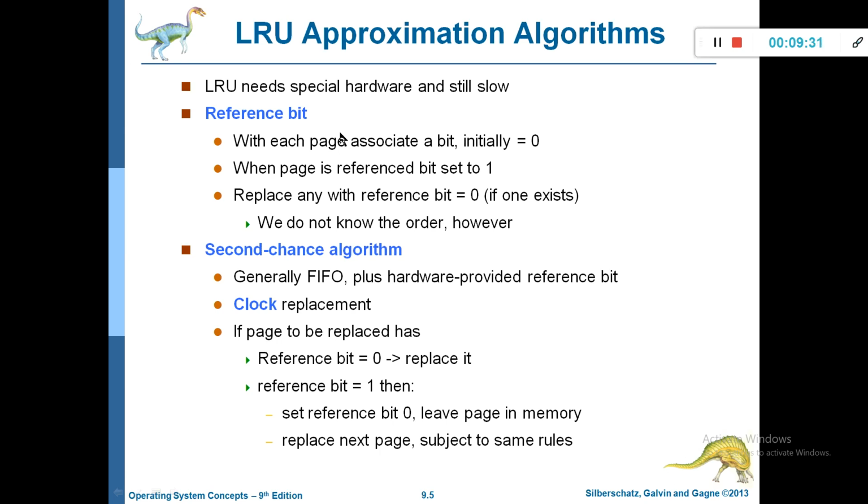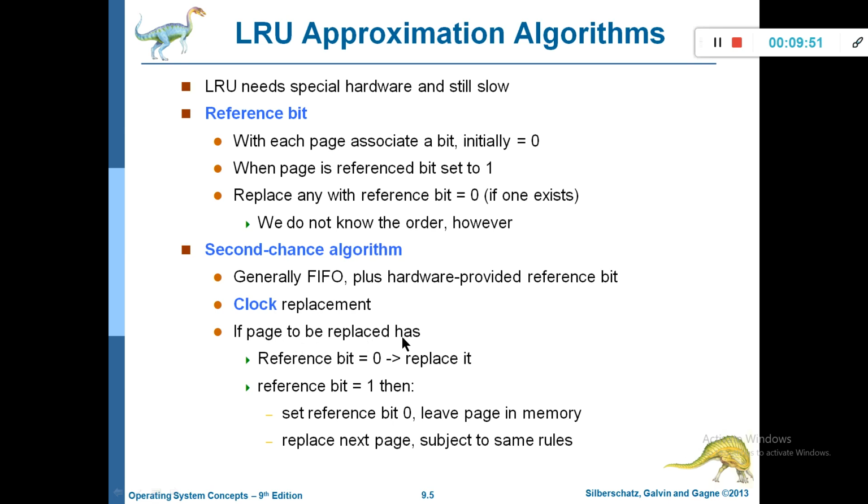So by considering this, we are going to implement the LRU page replacement algorithm to predict from past knowledge. Another method we are going to use is called the second chance algorithm. Generally it is FIFO plus a hardware-provided reference bit. So we are going to use the clock replacement here.